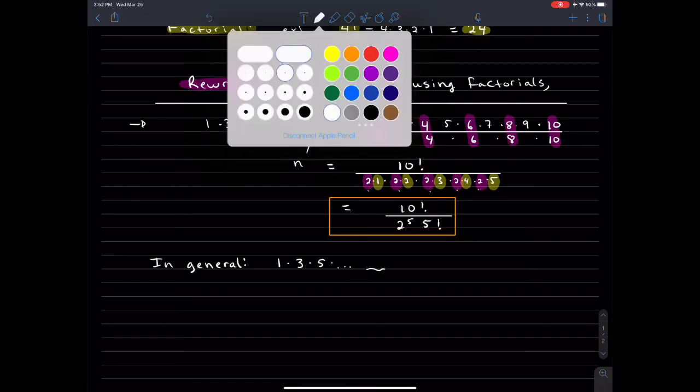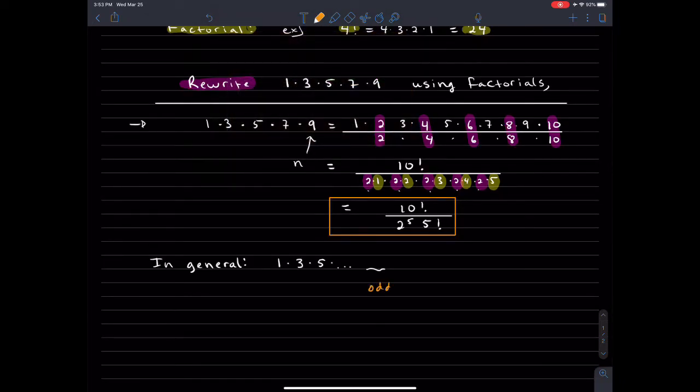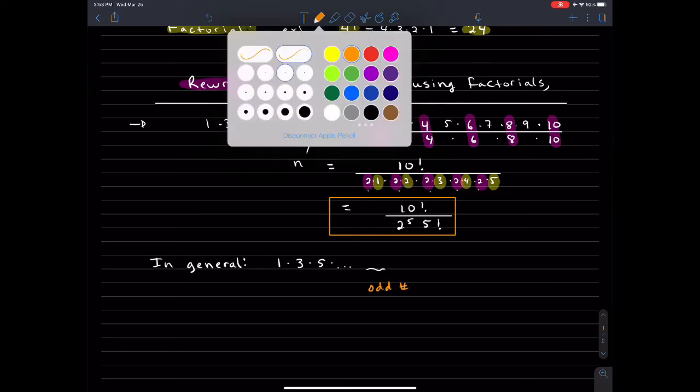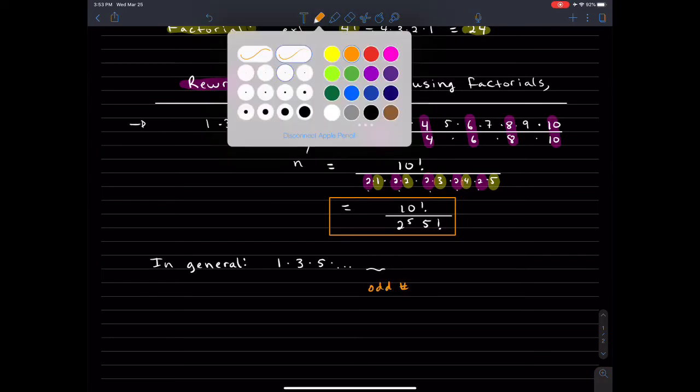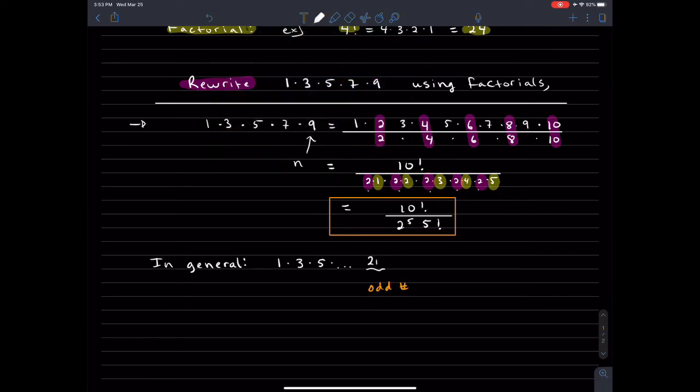This does need to be an odd number in general. So an odd number in general, 2n is an even number. So to make it odd, I'm going to go down 1 because it just makes our next thing easy. So that's our product of odds.